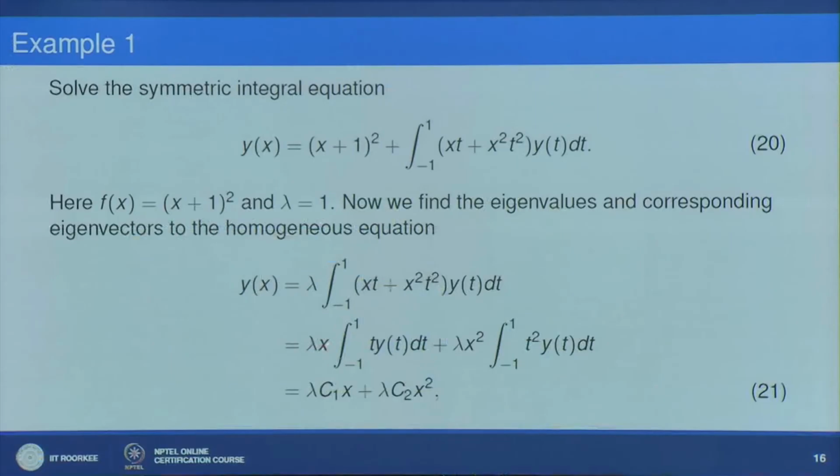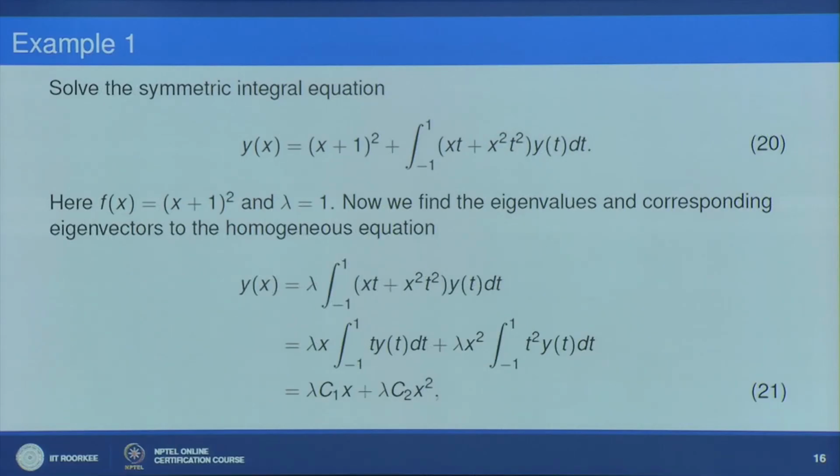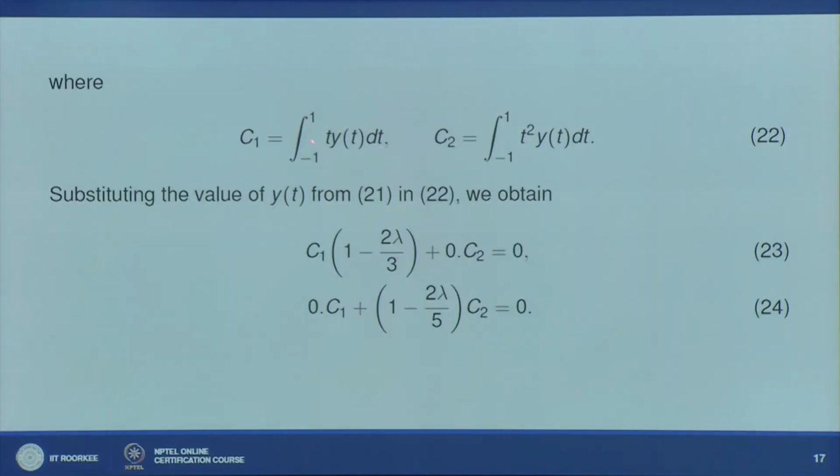So we are writing this as lambda x integral from minus 1 to 1 t y t d t plus lambda x square integral from minus 1 to 1 t square y t d t. Now this quantity is a constant, call it c1, and this quantity, integral from minus 1 to 1 of t square y t d t, is another constant which we call c2. So y x is written as lambda c1 x plus lambda c2 x square. The solution we already know, only thing is we need to find out c1 and c2. For that we use the expressions for c1 and c2 and use the value of y of x. So here we have c1 equal to this and c2 equal to this.